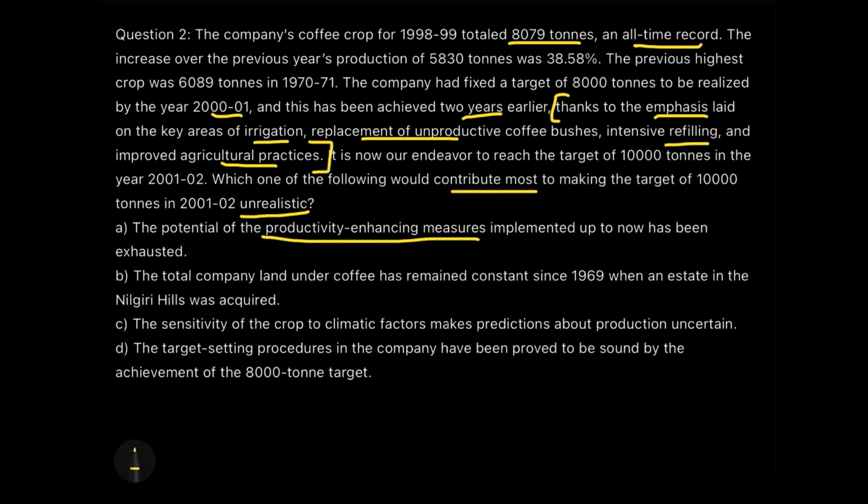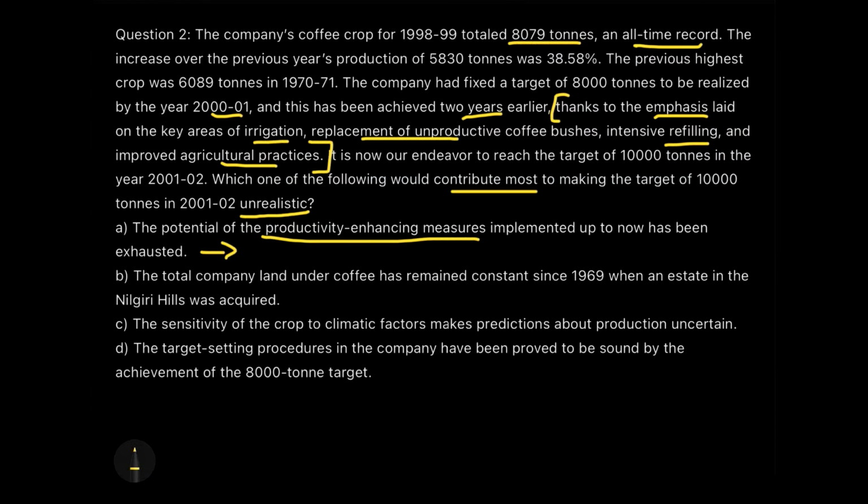So, this seems quite logical to me for weakening the argument, or for proving that the turnover or the production which they are planning to achieve by 2002 will be unrealistic, because whatever they were doing so far was the best maximum and all the resources have been exhausted. So this stands out to be my close answer to the shadow answer. So I will make it my reference point, and now I will compare all the remaining options to the previous option to check if they stand a chance to be the correct answer.